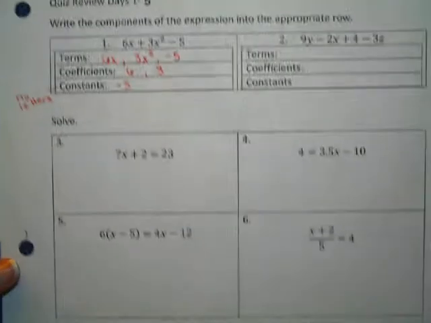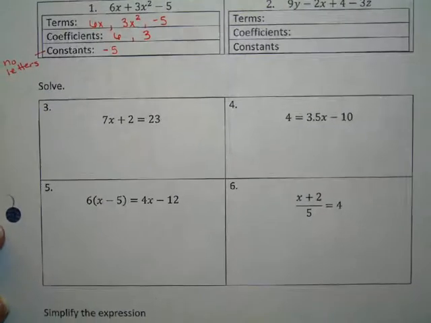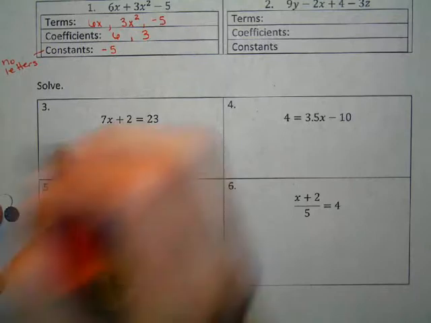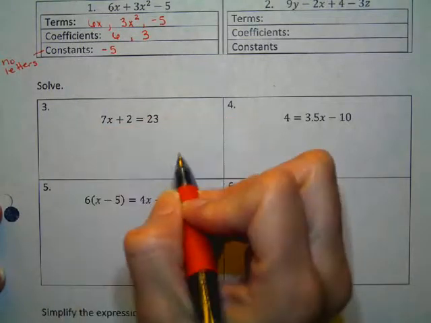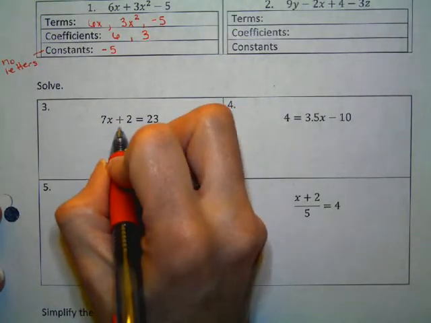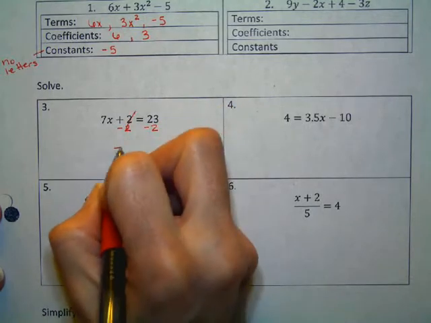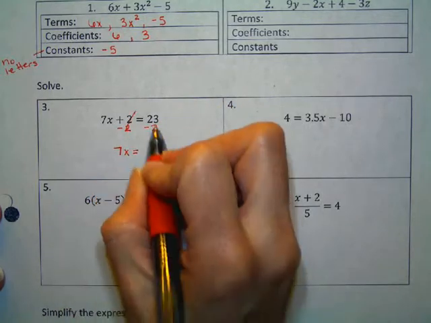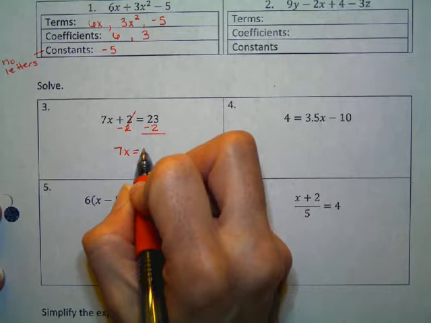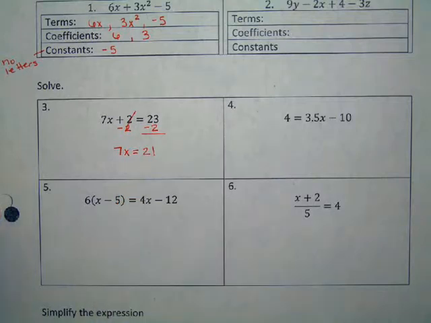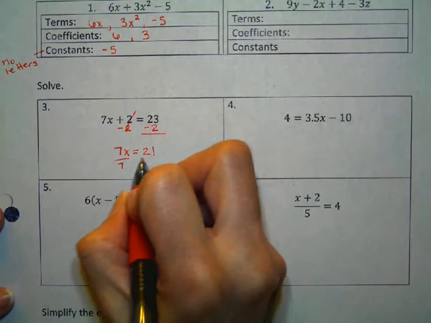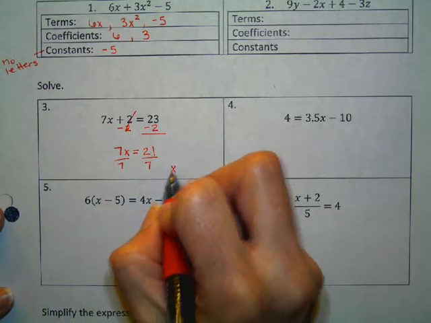Okay, let's go to solving. We did this earlier in the chapter, but on this one, you want to get x by itself, so we're going to minus 2 to both sides. Bring down the 7x equals 23 minus 2 is 21. And then the next step to get x by itself would be to divide by the 7. So x equals 3.